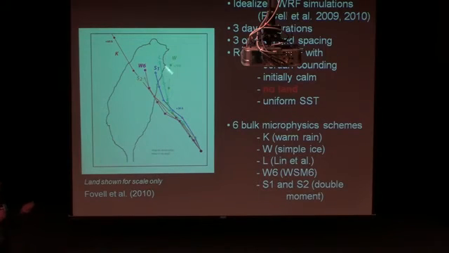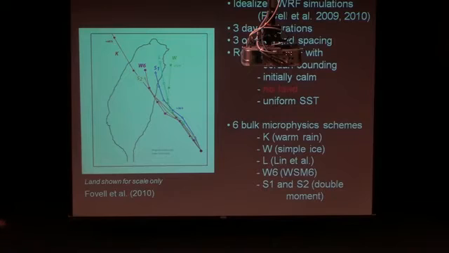And what these represent is 6 tracks from 6 different bulk microphysics schemes. And this one, what I'm going to call K, is basically just a warm rain scheme. It's cloud water and rainwater. W is a simple ice scheme. Basically, if you're above or below the freezing level, you handle condensed water differently.